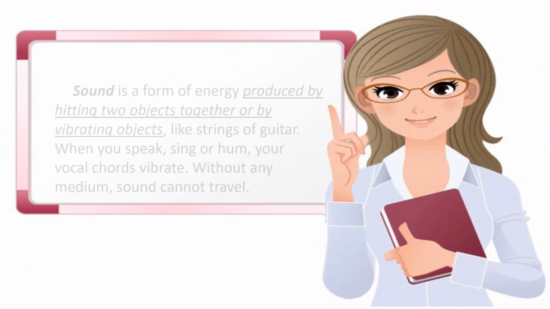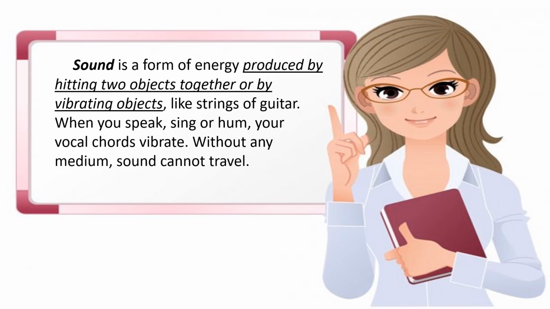Next, sound energy. Sound is a form of energy produced by hitting two objects together or by vibrating objects like strings of guitar. When you speak, sing, or hum, your vocal cords vibrate. Without any medium, sound cannot travel.